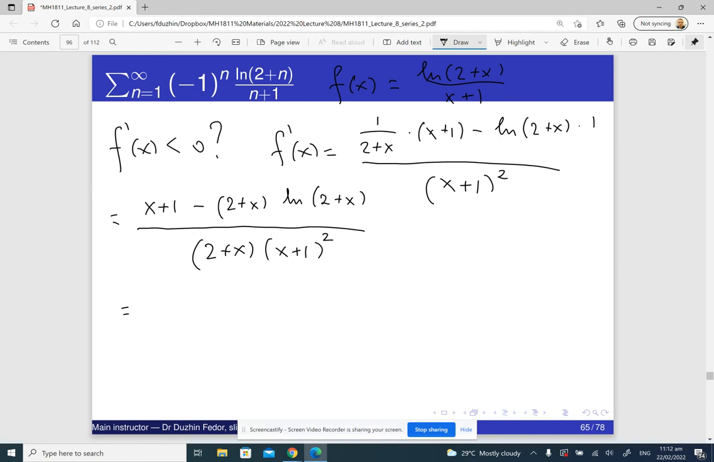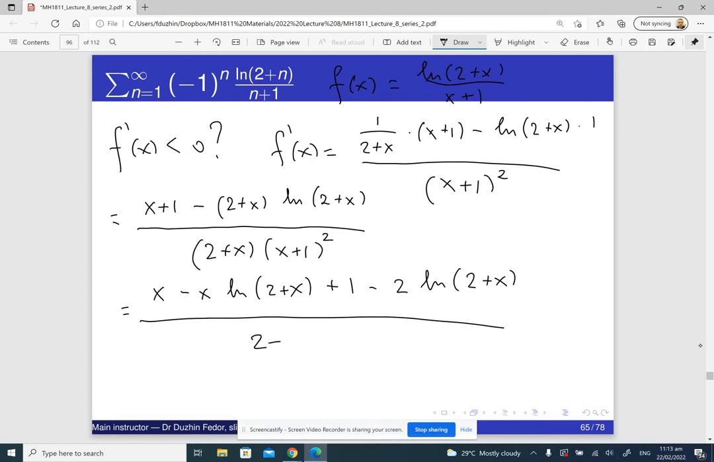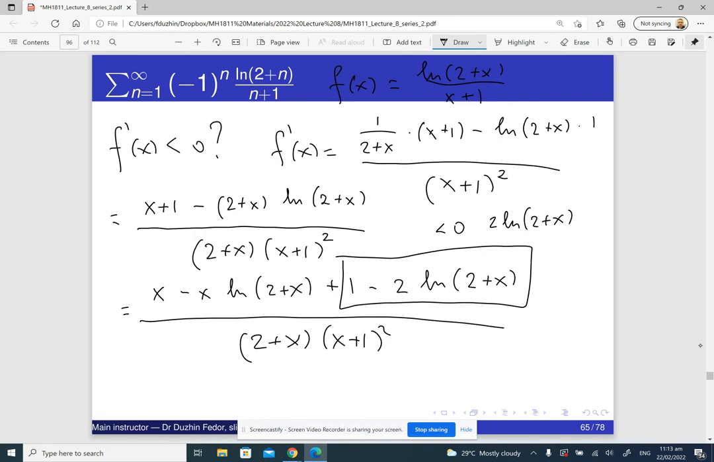To make sure that this is negative, let me rewrite it a little bit. Let me collect the terms with x in the numerator, and it's going to be x minus x ln(2 + x) plus 1 minus 2 ln(2 + x), divided by (2 + x) times (x + 1) squared. Okay. Now, here we have a positive term 1 and a negative term 2 ln(2 + x). So this is negative as long as 2 ln(2 + x) is bigger than 1. Which means that ln(2 + x) should be bigger than half, which is true because ln(2 + x) is in fact bigger than 1, not even bigger than half. So yes, it is negative.